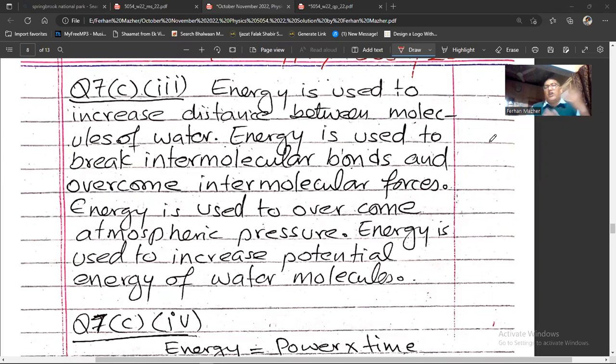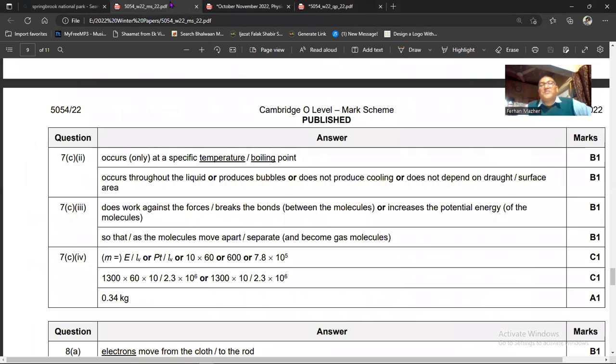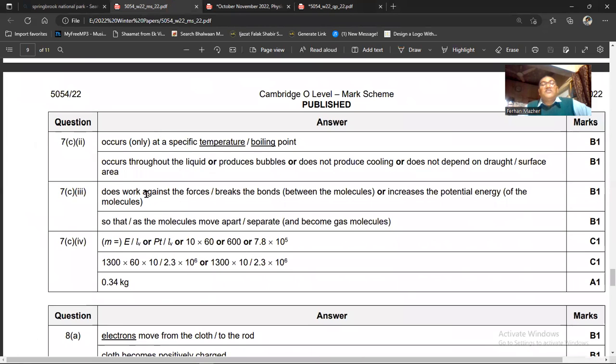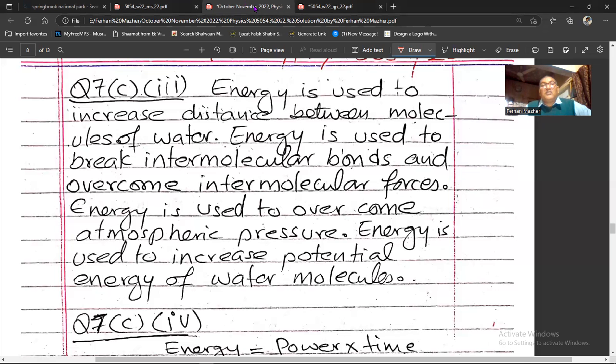Energy is used at the boiling point. The energy is used to increase the distance between the molecules of the water. Energy is used to break intermolecular bonds and overcome intermolecular forces. Energy is used to overcome atmospheric pressure. Energy is used to increase the potential energy of the water molecules. So that's why no temperature rises. Okay, so it says: does work against the forces, break the bonds between the molecules, increase the potential energy of the molecules so that as the molecules move apart, separate and become gas molecules.